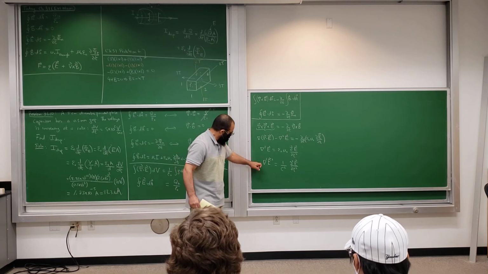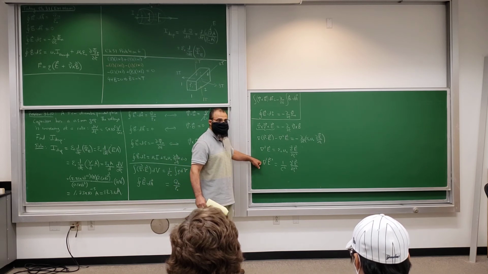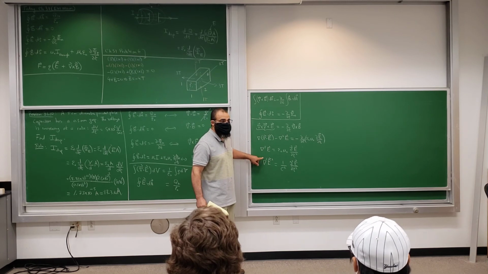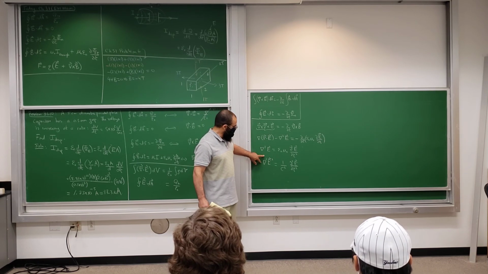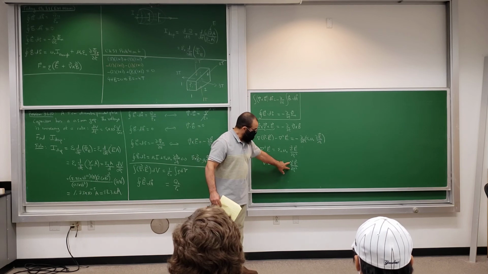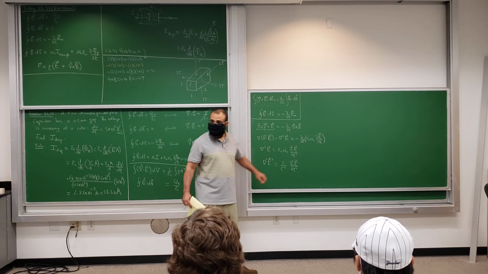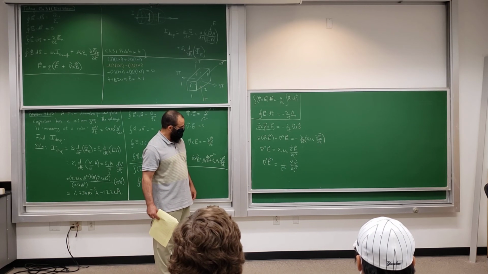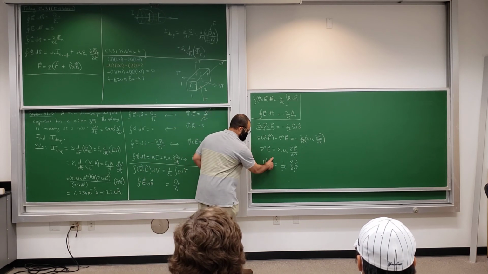This del squared is like the second derivative with respect to space, with respect to x. In one dimension it would be d squared dx squared, the second derivative with respect to x. And this one is the second derivative with respect to time. Is it supposed to be just E or is it E squared? Just E. Okay.